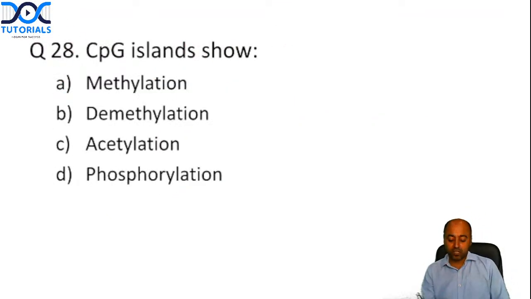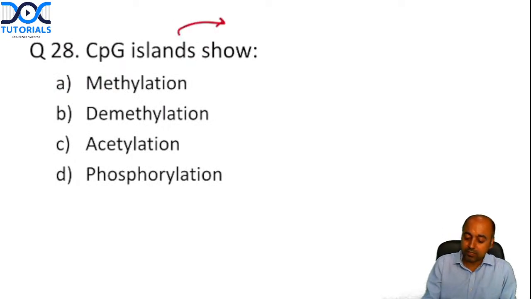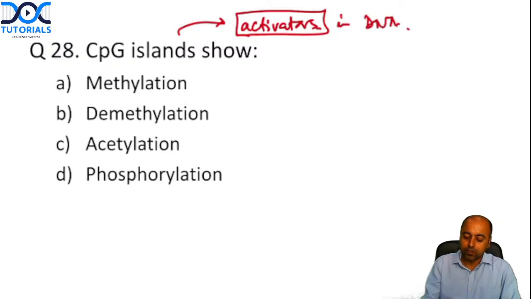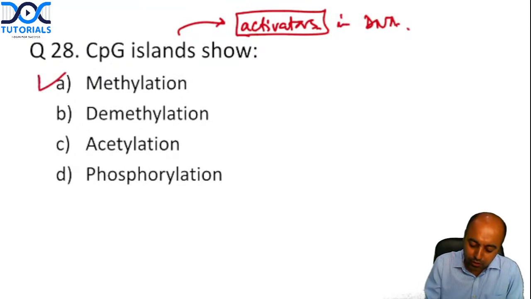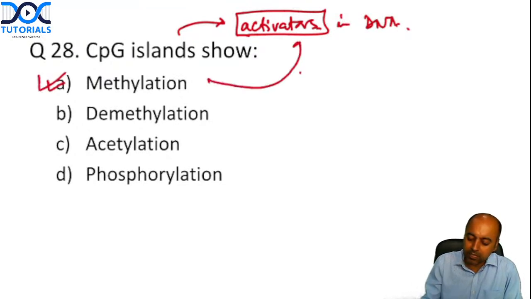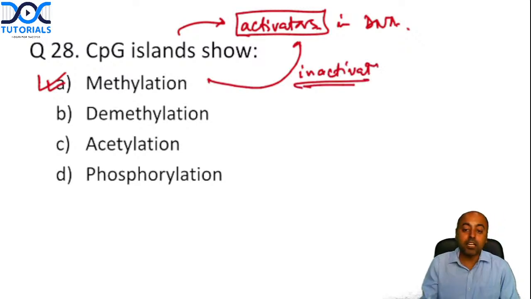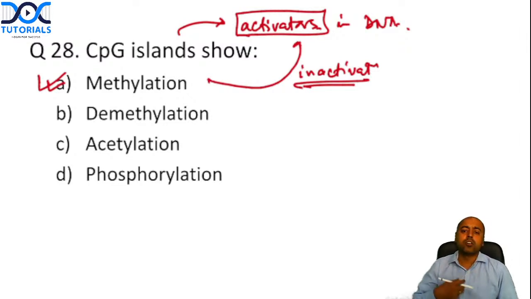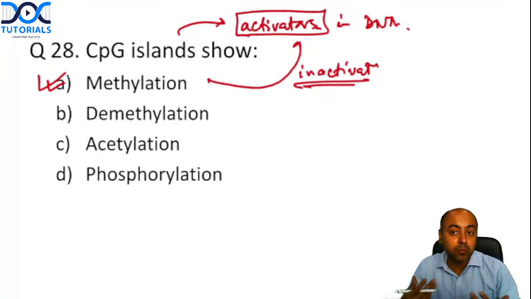CpG island is very important. What you should know about CpG islands, these are activators in DNA. So CpG islands will show methylation. After methylation, there will be inactivation. Once the methylation is done, there will be inactivation. So remember CpG islands are activators, and if they are methylated, they will become inactive.